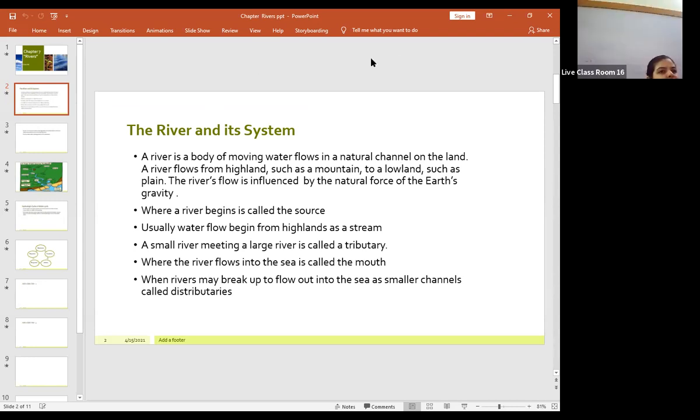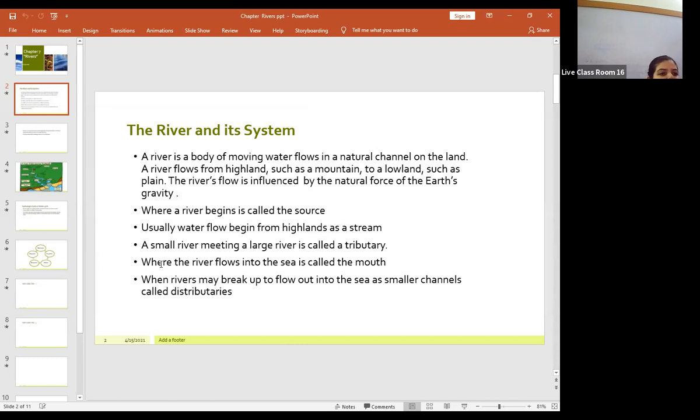Okay, stop. So what they're talking about is that a river system is made up of these components, which are given over here. Basically, the point where the river starts, whether from the mountain or from the lowlands, is called the source. The next one is that water usually begins to flow from highlands as a stream. When it starts flowing in a narrow area, we call that a stream. When a small river meets a large river, we don't know how many rivers combine with one another to form a tributary. Okay, there are many rivers' names.